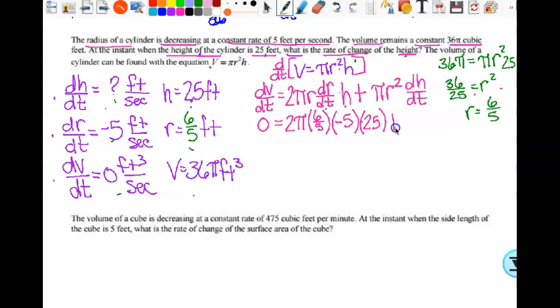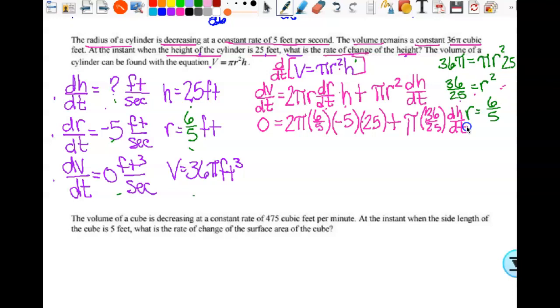Okay, now plus pi times, and I can put in 6/5 and square it, or I can just straight up substitute that in. Whatever, it doesn't matter either way. Does it make sense why I could do either one? Okay, so then this is 36 over 25, and then dh/dt is what I'm actually looking for. All right, everybody okay with that?